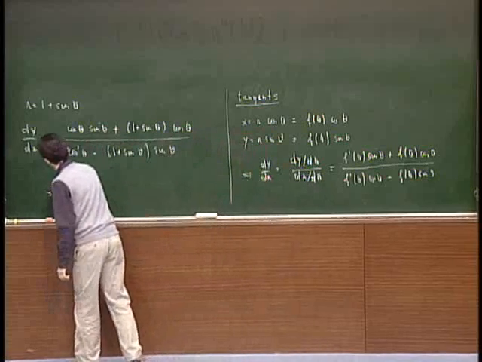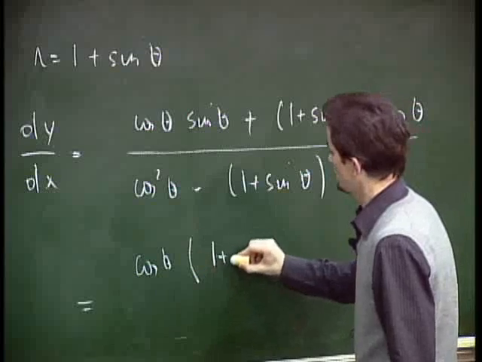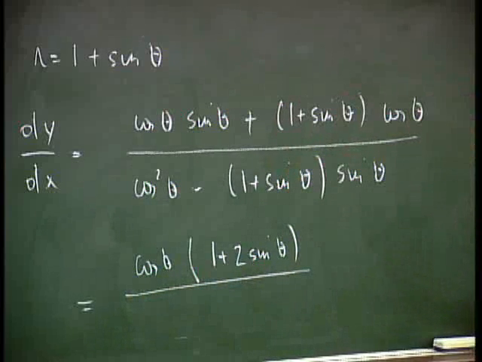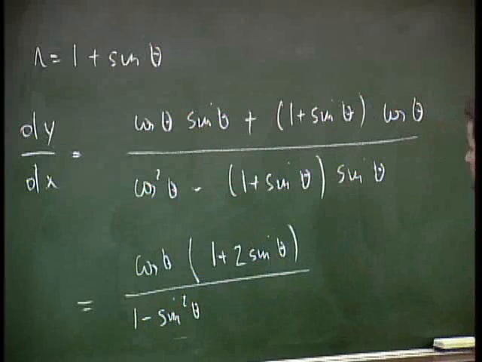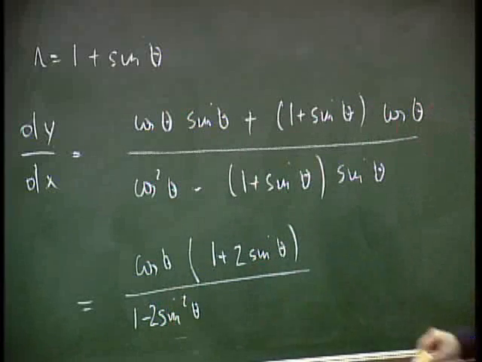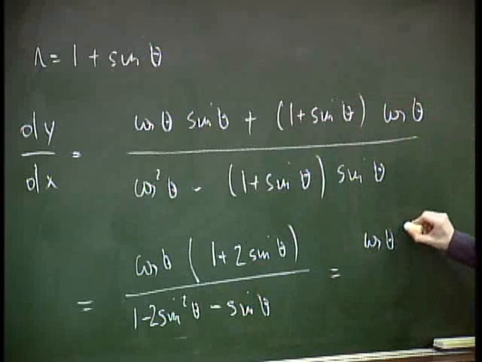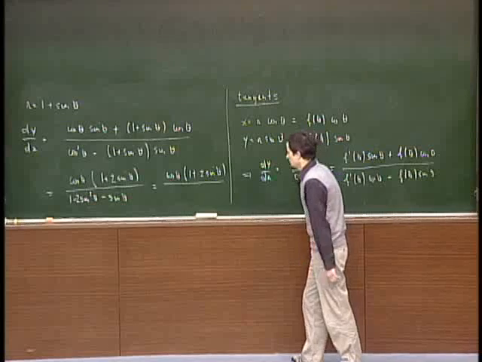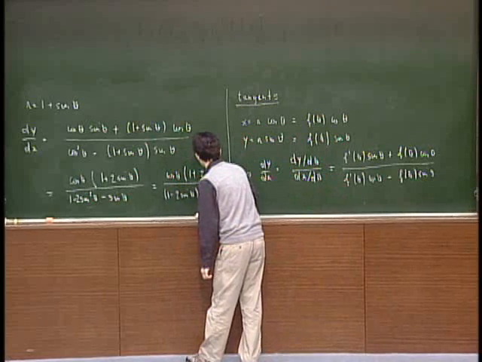Okay, so you can simplify this a little bit. In the numerator, you can take out the cosine of theta, so what is left is 1 plus 2 times the sine of theta. And in the denominator, you can replace cosine square by 1 minus sine square of theta. Then we have from here another minus sine square of theta, so we have minus 2 sine square of theta, and then minus sine of theta. So this becomes the cosine of theta times 1 plus twice the sine of theta, over 1 minus 2 times the sine of theta times 1 plus the sine of theta.